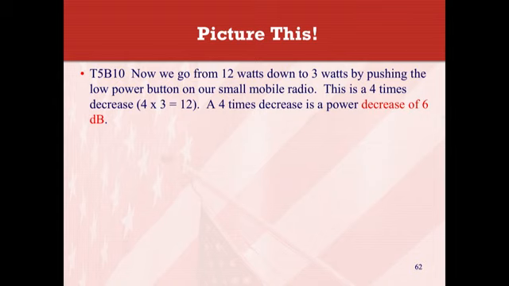Now we go from 12 watts down to 3 watts by pushing the low power button on our small mobile radio. This is a 4 times decrease. 4 times 3 equals 12. A 4 times decrease is a power decrease of 6 dB. So this gets a little confusing. Even I'm not an expert at it with the dB. That was one of my weak spots on the tech exam. Hopefully I'll learn it here by teaching it to you guys.